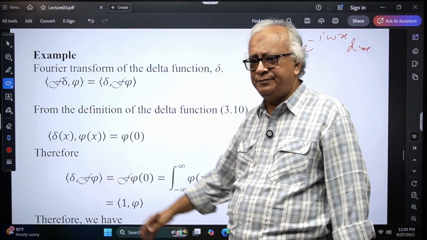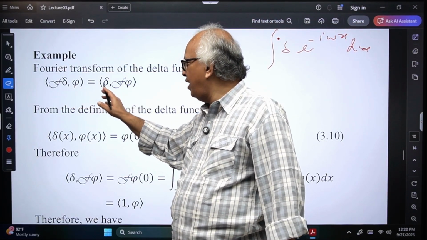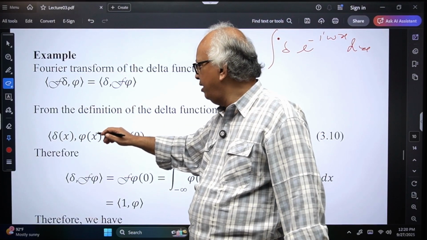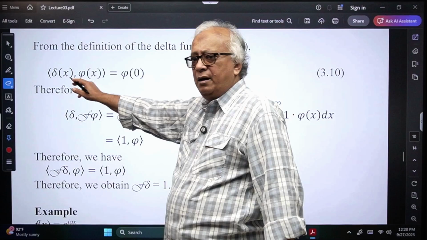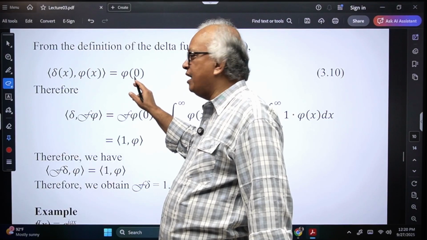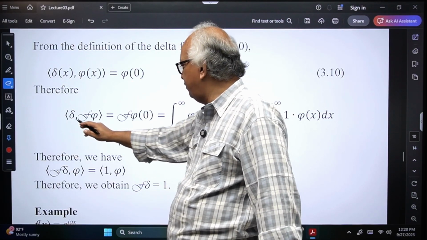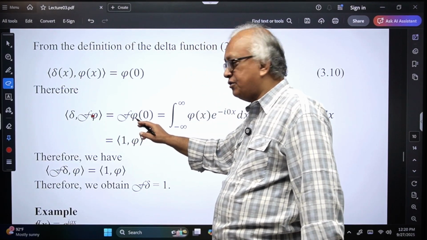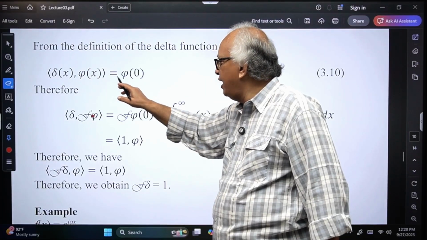Okay? Therefore, Fourier transform of delta paired with phi is delta paired with Fourier transform of phi. From the definition of the delta function, delta paired with phi is phi of 0. Therefore, delta paired with Fourier transform of phi is Fourier transform of phi at 0.